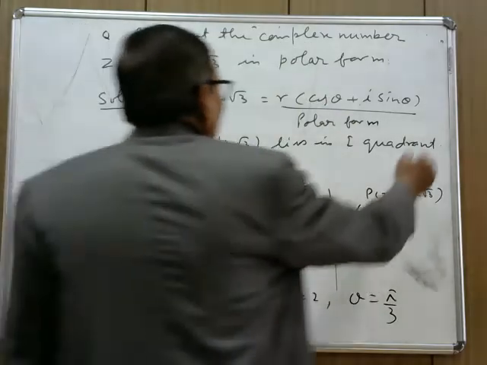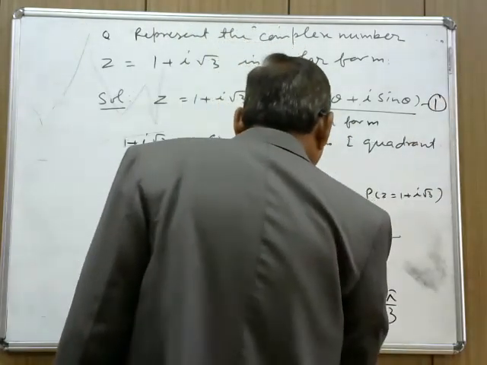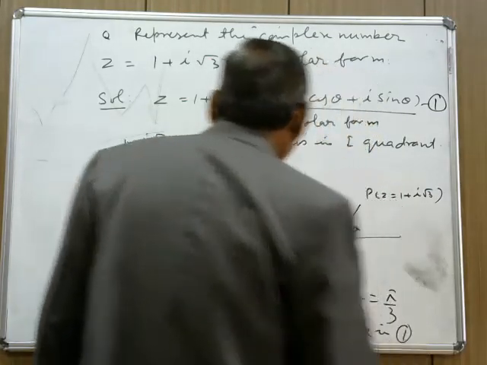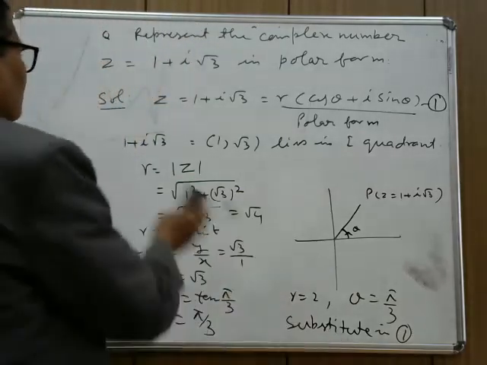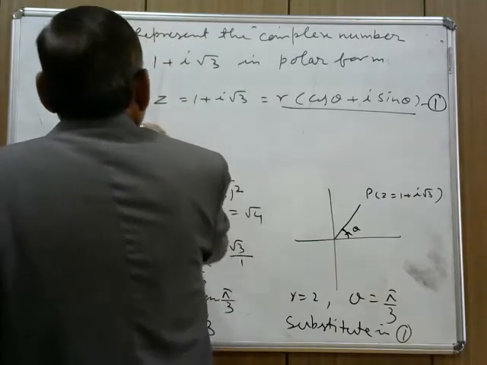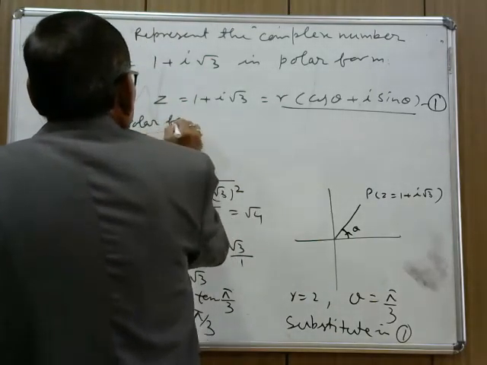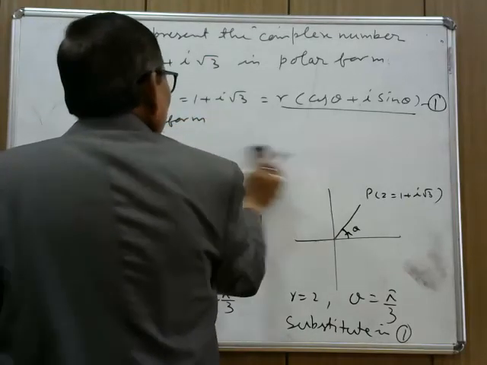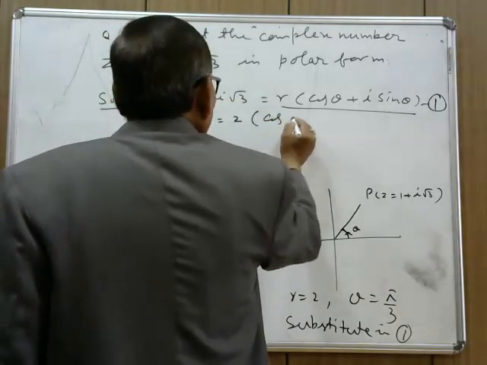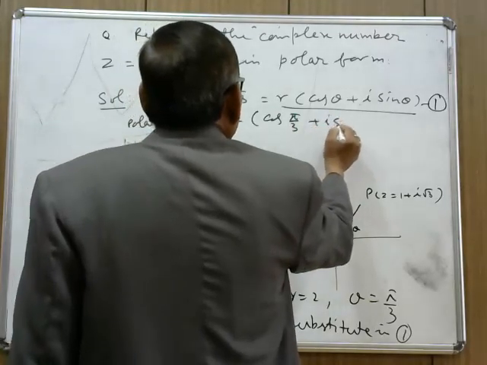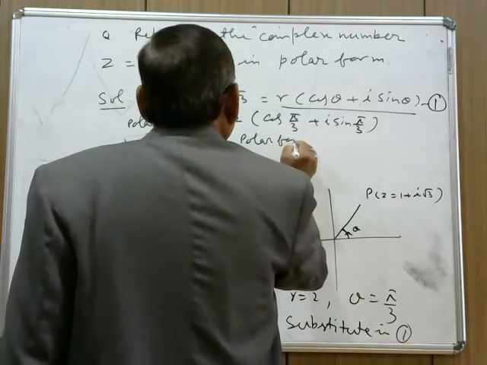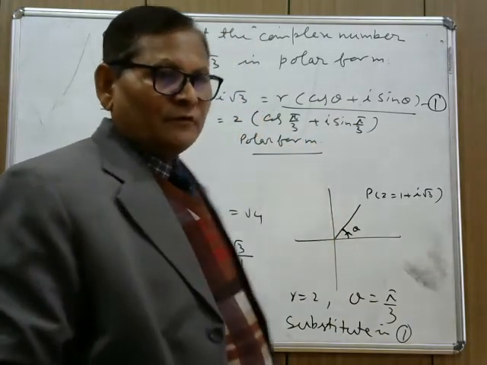Substitute in equation 1. You get the polar form of the complex number. So our polar form equals 2 in the bracket cos pi by 3 plus i sin pi by 3. That is the polar form. That's all for today. Thank you.